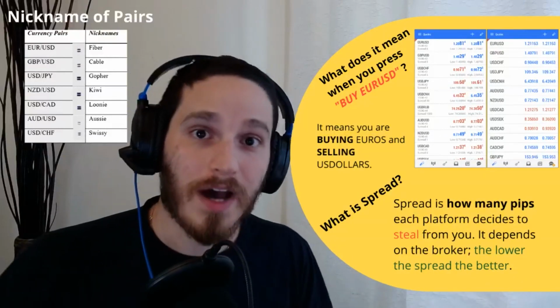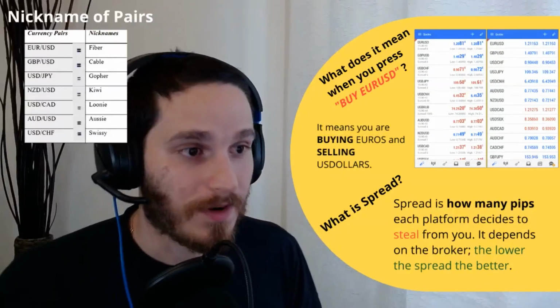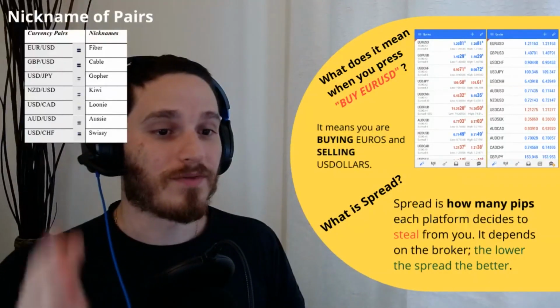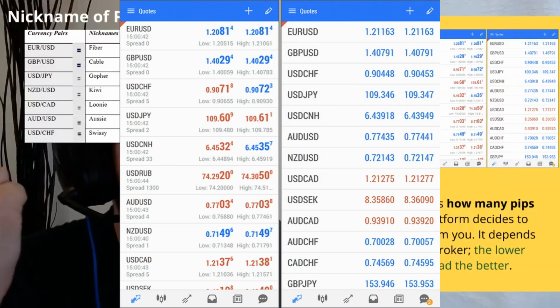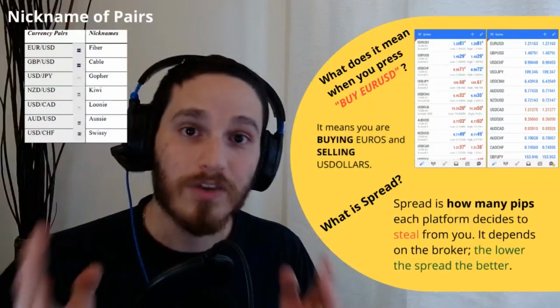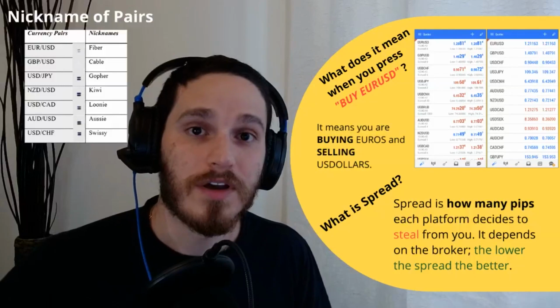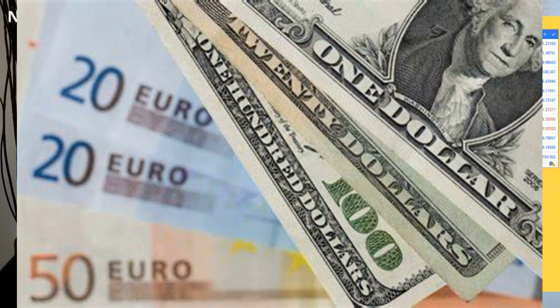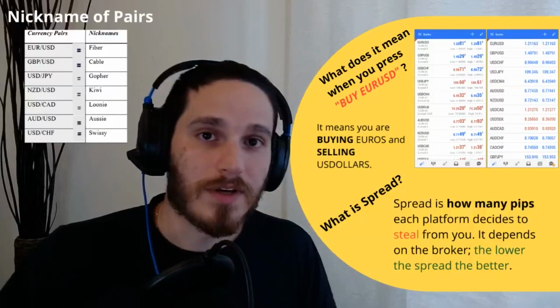What does it mean when you buy Euro USD? All right, you're gonna open the broker platform and you're gonna see all these pairs right there. And you'll be like, what is this? What am I buying? What am I selling? So when you buy Euro USD, you're buying euros and you're selling dollars. So when you go to an exchange shop, for example, you have euros, you want to exchange them to dollars. You give him euros and he's going to give you back US dollars.